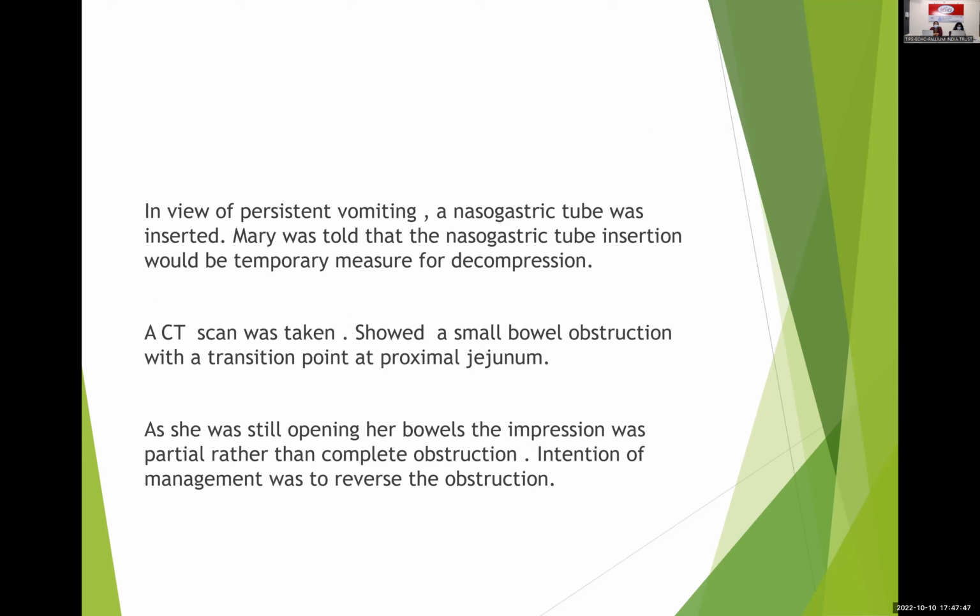Now, in view of persistent vomiting, a nasogastric tube was inserted for her, and she was told that this tube would be a temporary measure for decompression. A CT scan was taken and it showed a small bowel obstruction with a transition point at the proximal jejunum. She was still opening her bowels. The impression was partial rather than complete obstruction.